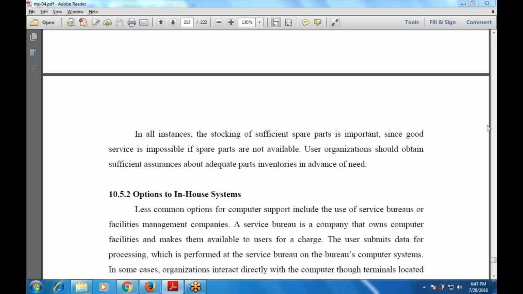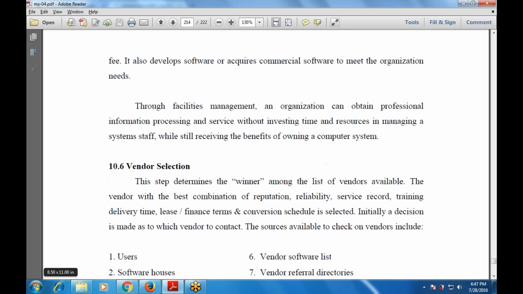Now, what are the various options to the in-house system? What are the various categories of the in-house system?